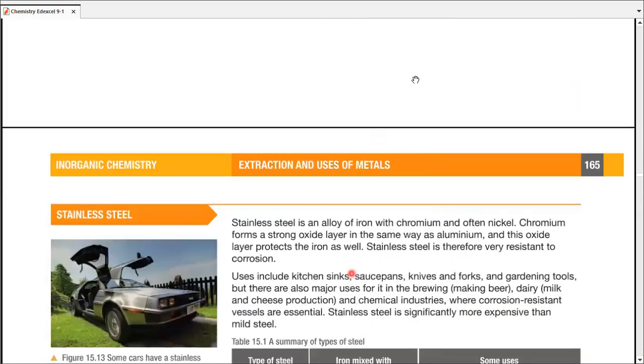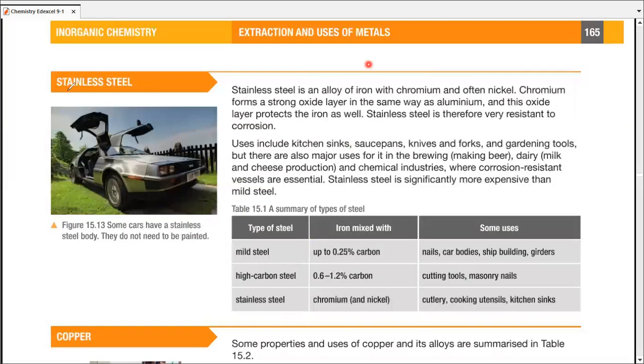Moving on, stainless steel, as the name suggests, stainless means it will never get stains on it. What kind of stains? Rust stains. How? We add some chromium. We add some nickel too. Now, chromium is just like aluminum. It forms a strong oxide layer in the same way as aluminum. This layer protects the iron as well. So, adding some chromium actually allows iron to be resistant to corrosion. That's a great way to do it.